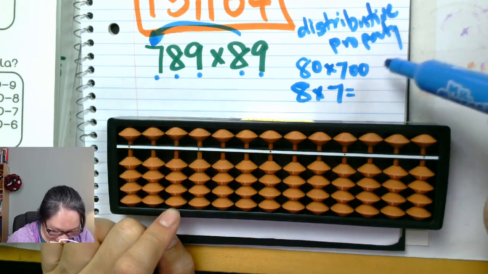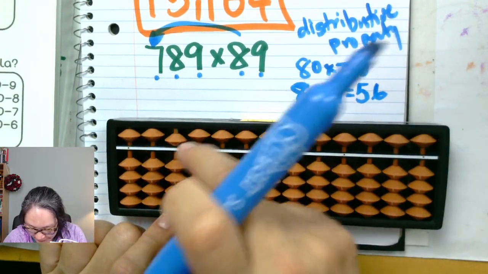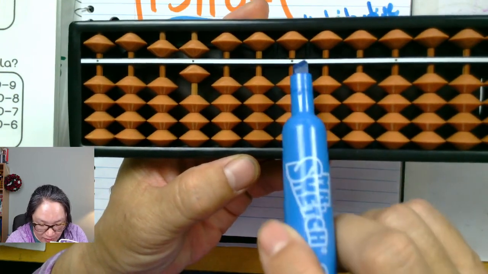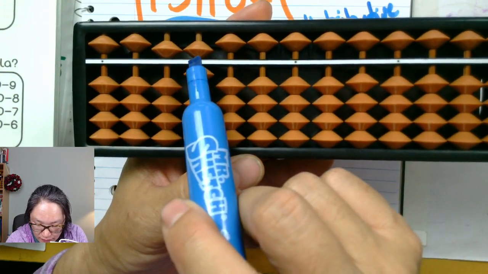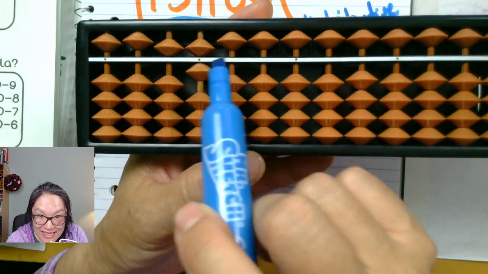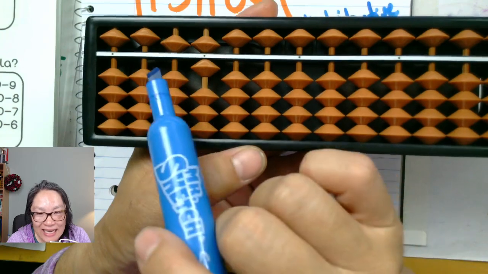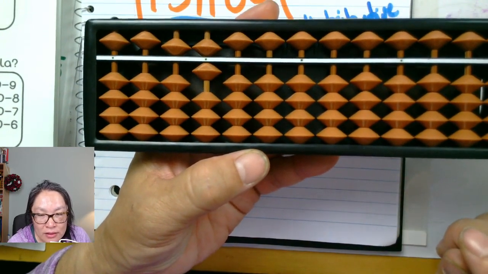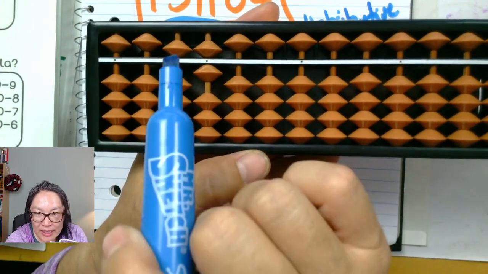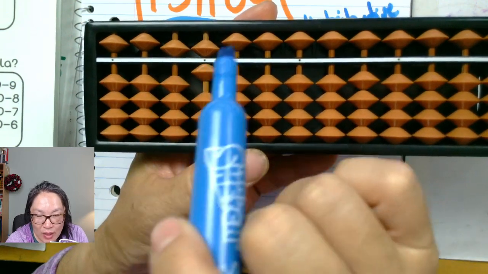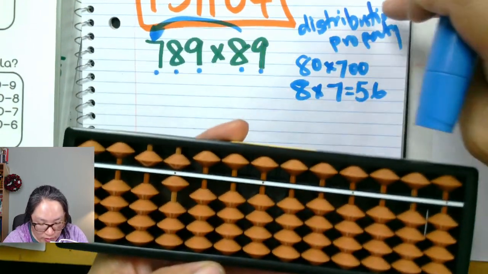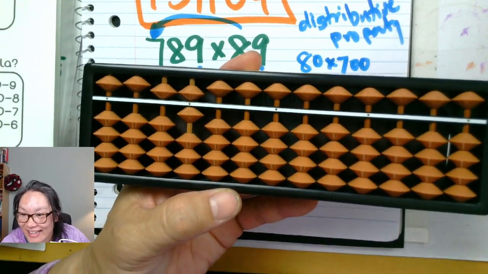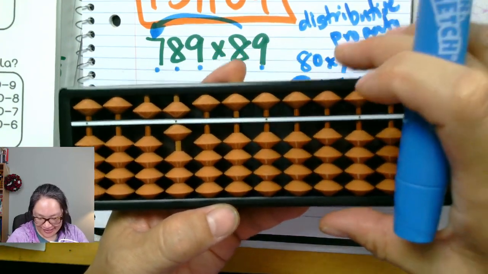56. Thank you. 56. See? I added 56. What does that mean? 1, 2, 3 zeros, so 56,000. I don't need to say 56,000 because I already have it on my abacus. Does that make sense? I'm just putting in my product here. That's why we put it on the abacus, so I don't need to write it out. This is the way.